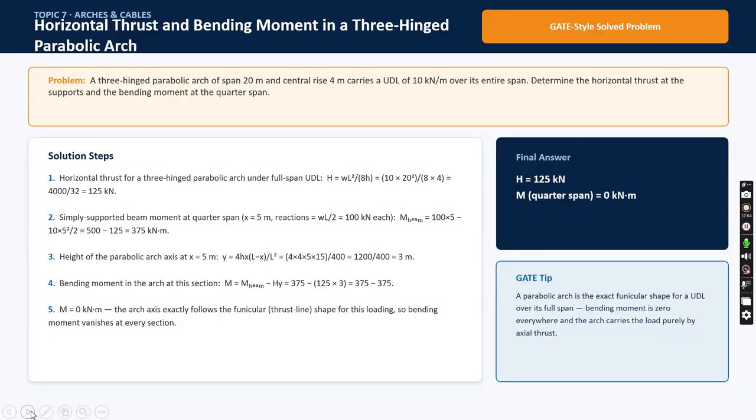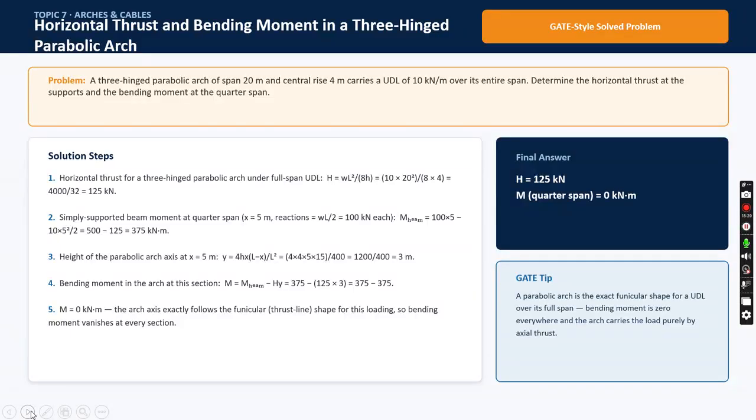And the simply supported beam moment at the quarter span, X is equal to 5 meter. Reaction is given by WL by 2. Substitute the values, you will get 100 kilonewton each. Now you have to calculate moment is equal to 100 into 5 minus 10 into 5 to the power of 2 divided by 2. When you substitute, you get 500 minus 125, so moment is 375 kilonewton meter.